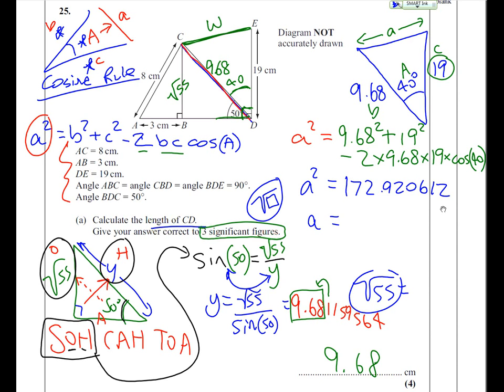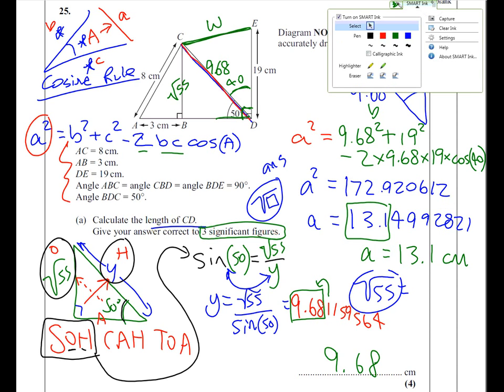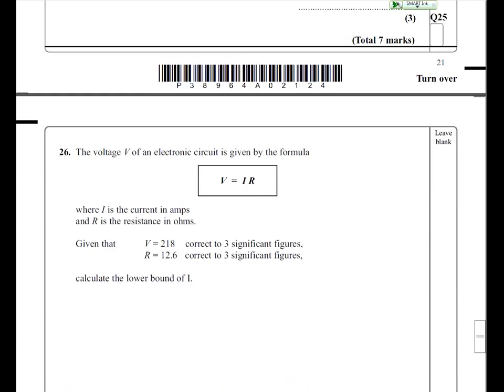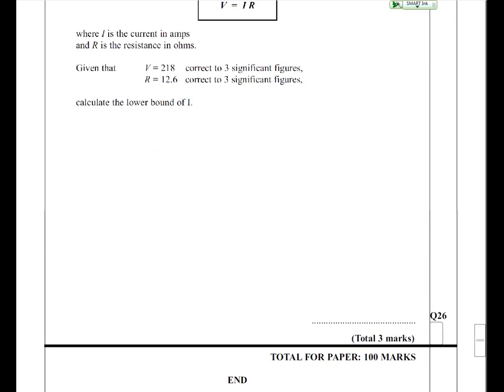Square root ans will do the job. Okay, square root ans. 13.14992821. Let me guess, it wants it to 3 significant figures. 13.1 centimeters. Okay, so clear ink. Yeah, 3 significant figures. Right, last question.